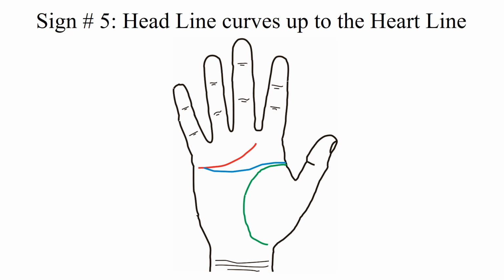Sign number 5. Headline curves up to the heart line. In this case, at a certain age, the headline would start curving upward to merge with the heart line. This sign reveals that the person would start suffering from mental health problems at the age when the headline starts to curve upward. At the time when the headline merges with the heart line, the person would be completely guided by emotions. At such a time, the thinking faculties would be considerably reduced.